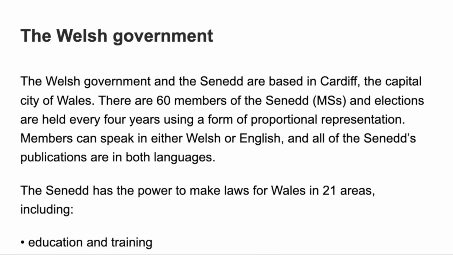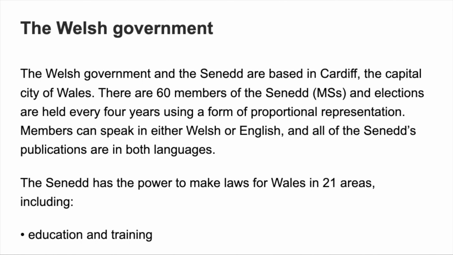The Welsh government. The Welsh government and the Senedd are based in Cardiff, the capital city of Wales. There are 60 members of the Senedd, MSs, and elections are held every 4 years using a form of proportional representation. Members can speak in either Welsh or English, and all of the Senedd's publications are in both languages.